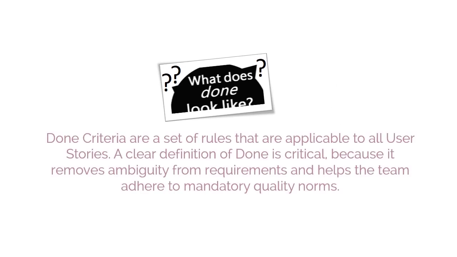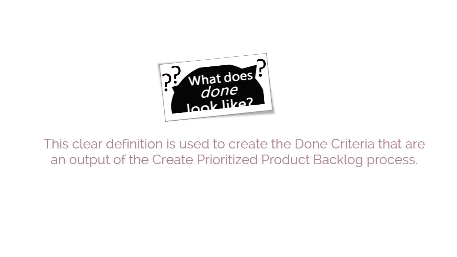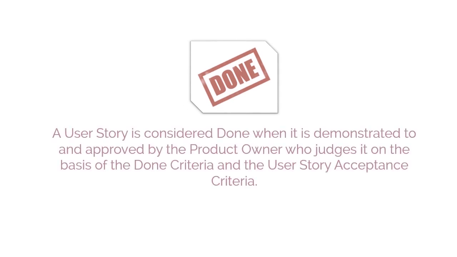Done criteria are a set of rules that are applicable to all user stories. A clear definition of done is critical because it removes ambiguity from requirements and helps the team adhere to mandatory quality norms. This clear definition is used to create the done criteria that are an output of the create prioritize product backlog process. A user story is considered done when it is demonstrated to and approved by the product owner who judges it on the basis of the done criteria and the user story acceptance criteria.